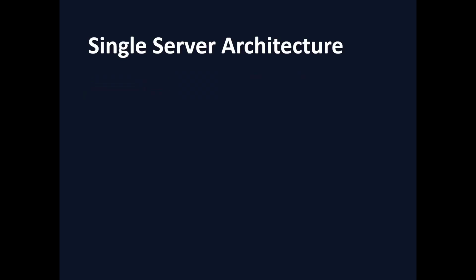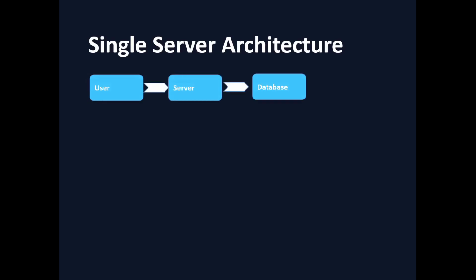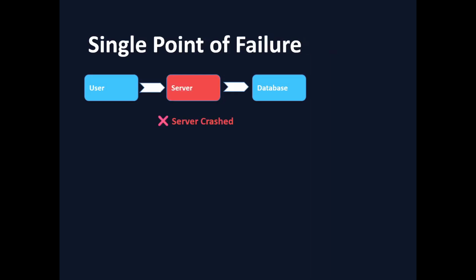So let's start with a simple setup. Imagine we have a user who is using one application server and one database. The user sends a request, the application processes it, and the database stores the data. Simple. Now, for small traffic, this setup actually works fine. But imagine this server suddenly crashes, maybe because of high traffic, memory issues, hardware failure, or maybe deployment problems. Now, the entire application becomes unavailable. This is called a single point of failure. One server fails and the whole system goes down.